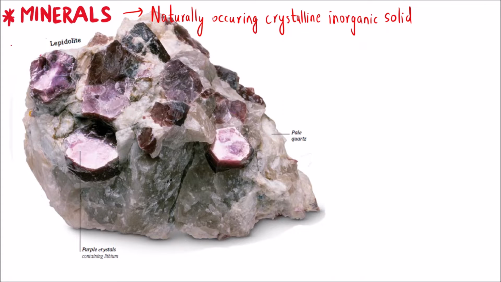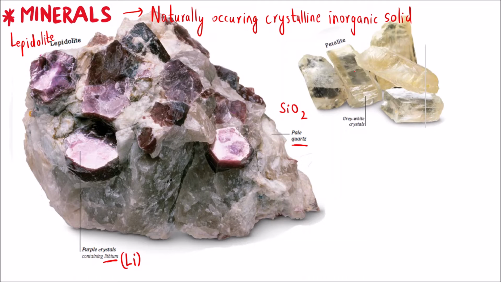First one is lepidolite. You can see these purple crystals, that contains lithium. And this white part that you can see is what? Pale quartz. Quartz means it is silica, impure silica. Okay, this is one of the minerals, that is lepidolite.